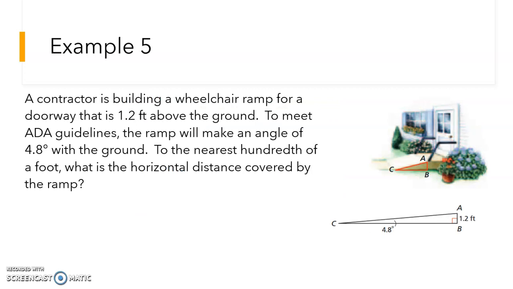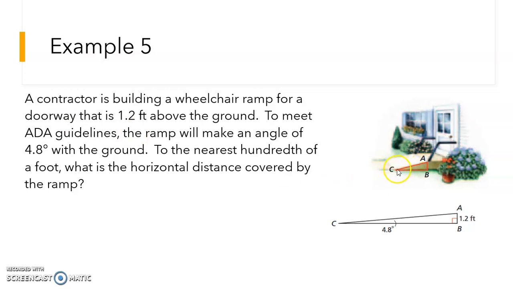In example 5, it says, a contractor is building a wheelchair ramp for a doorway that is 1.2 feet above the ground. To meet ADA guidelines, the ramp needs to make an angle of 4.8 degrees with the ground. To the nearest hundredth of a foot, what is the horizontal distance covered by the ramp?